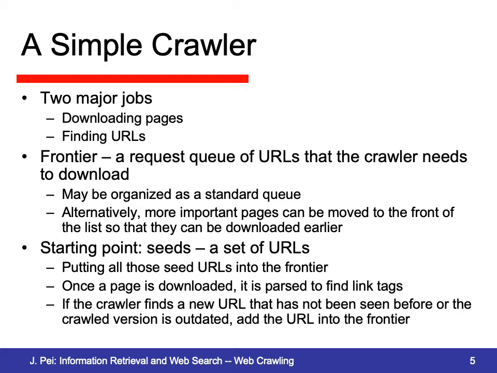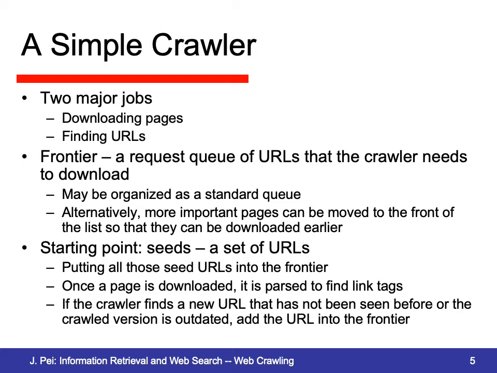For a simple crawler, there are two major tasks. One is downloading the pages. Another is to find URLs from the current pages and add them into the request queue. A simple crawler maintains a frontier, which is a request queue of URLs that the crawler needs to download. They may be organized as a standard queue, or more important pages can be moved to the front of the list so that they can be downloaded earlier, as we just said.